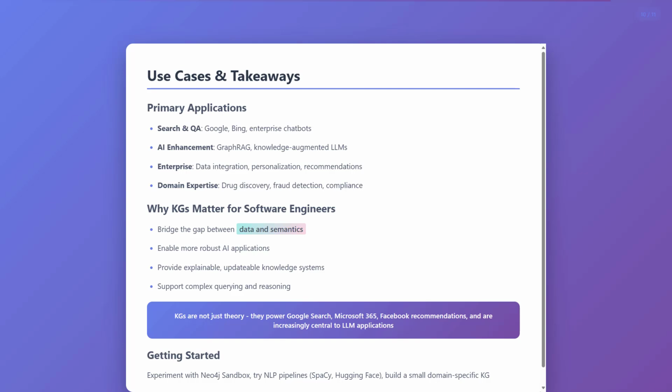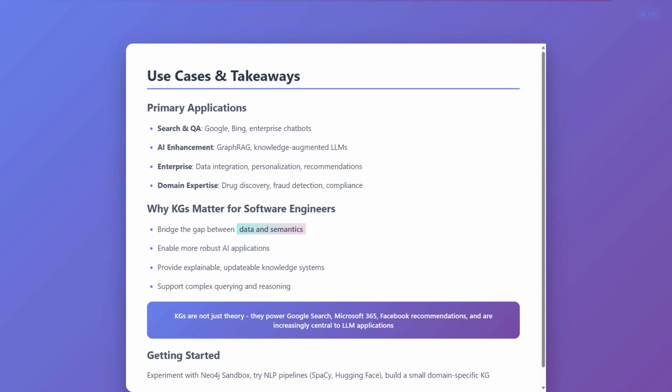Let's wrap up with why this matters for your day-to-day work as software engineers. Knowledge graphs excel in applications requiring rich relationships and semantic understanding. Search engines use them for more accurate results. Enterprise systems use them for data integration across silos. And recommendation engines use them to find non-obvious connections.